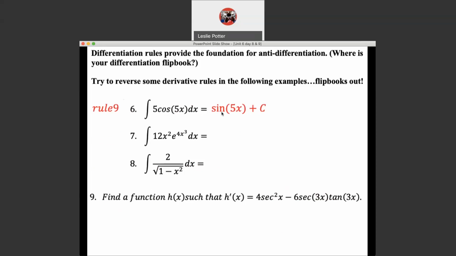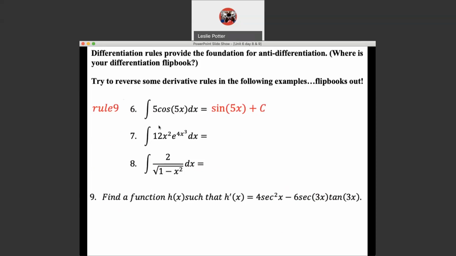But if we differentiate sine of 5x, we get cosine of 5x times 5. So if you notice, here is the derivative of the inside. So this is a derivative with a chain rule already expressed. So this is the antiderivative of sine of 5x plus c.